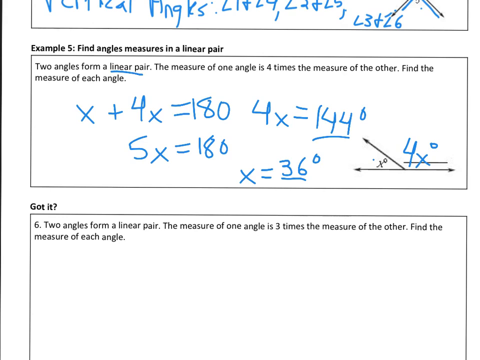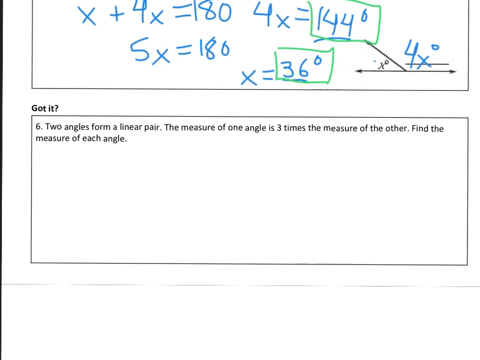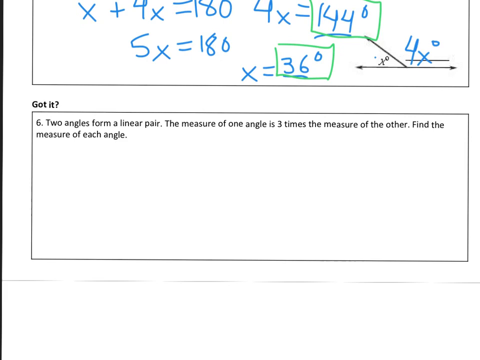And you can test this by adding them together. Turns out they do add to equal 180. And if I take 36 times 4, it equals 144. So that's how we can tell. That's how we can set up an equation based off of this information, okay? So when we have that idea of linear pair, that's how we describe it. So it's a good chance for you to try the got it. It's the same problem, just with different numbers. So pause the video, take a second, and then I'll show you my solution.